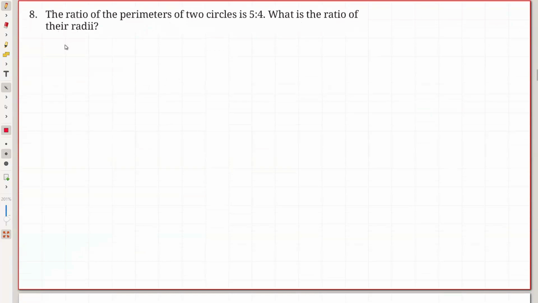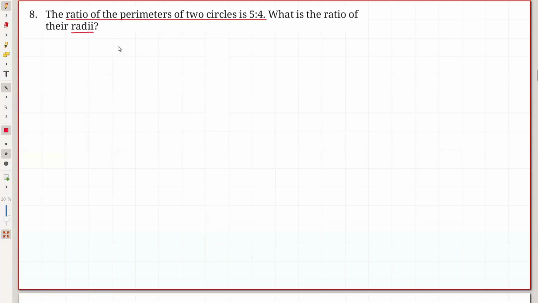Next one is question number 8. The ratio of the perimeter of two circles is 5:4. Ratio is given in the question. So what is the ratio of their radii? Radii is the plural of radius.